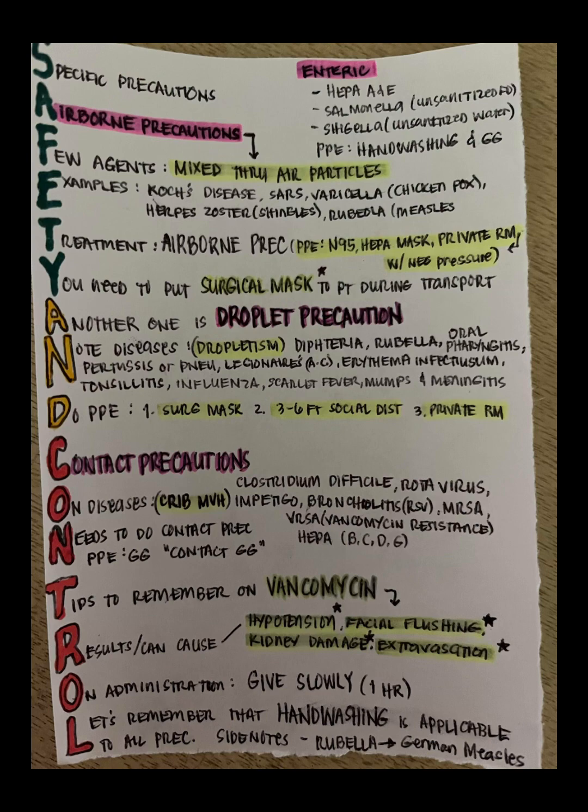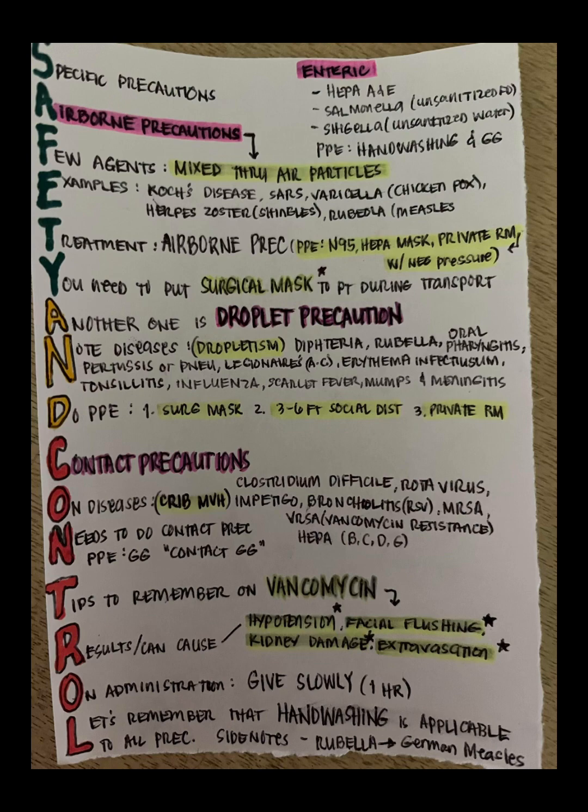The second precaution is the droplet precaution. For droplet precaution, you need to note the diseases that spread through droplets: diphtheria, rubella, oral pharyngitis, pertussis or pneumonia, legionnaires na nakukuha sa aircon or air conditioner, erythema infectiosum, tonsillitis, influenza, scarlet fever, mumps, and meningitis.